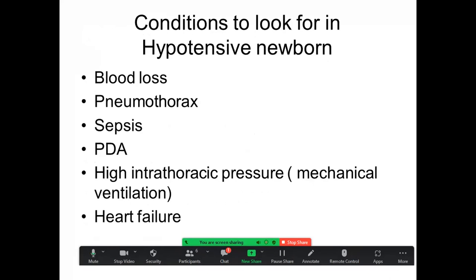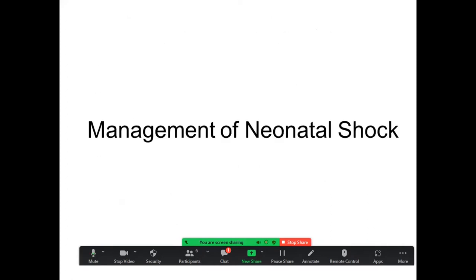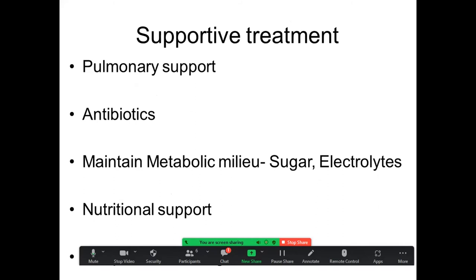Now, conditions to look for in a hypotensive newborn are blood loss, pneumothorax, sepsis, PDA, high intrathoracic pressure when the patient is ventilated, and heart failure. Management of neonatal shock: supportive management plays a very important role. Elective pulmonary support is important. You need to ventilate a patient sometimes, even when the saturation and heart rate seem okay.